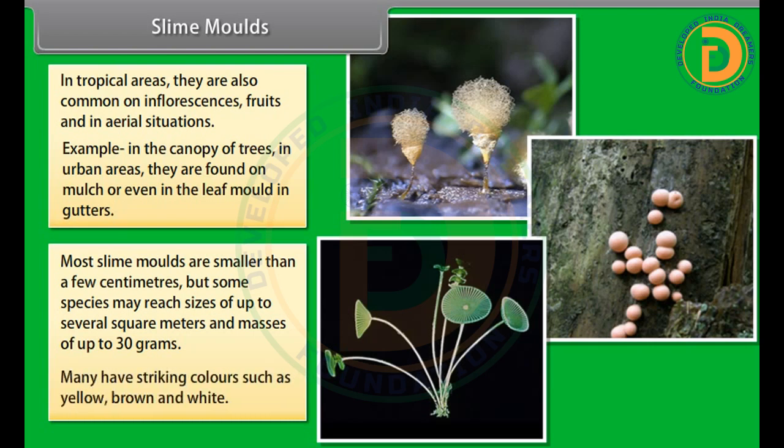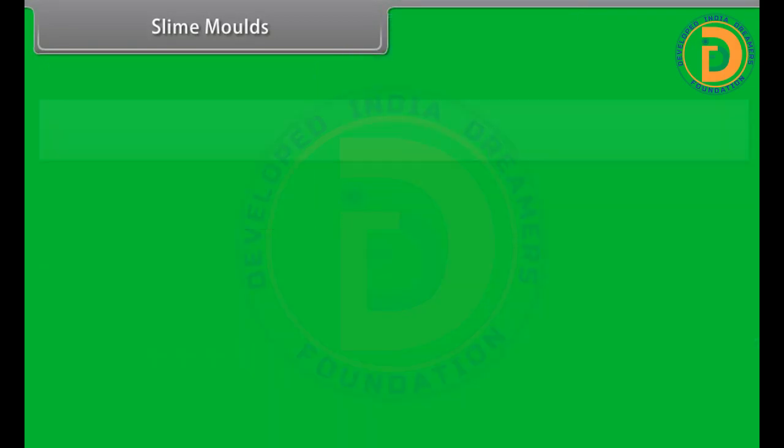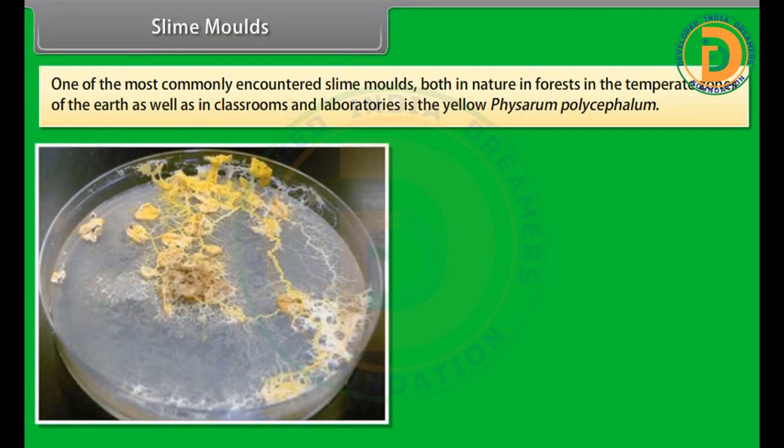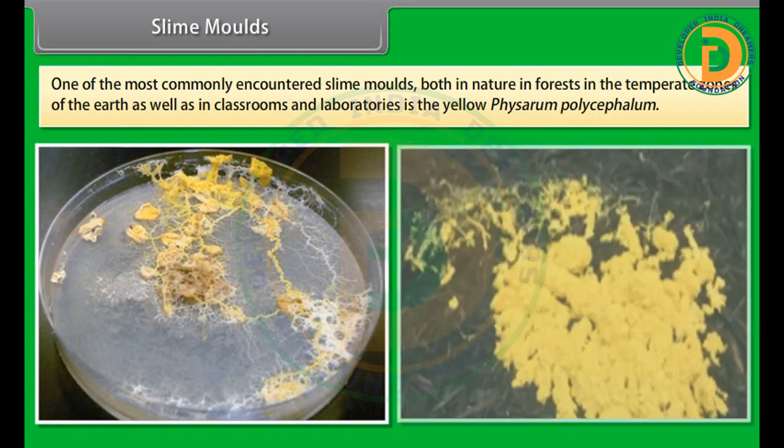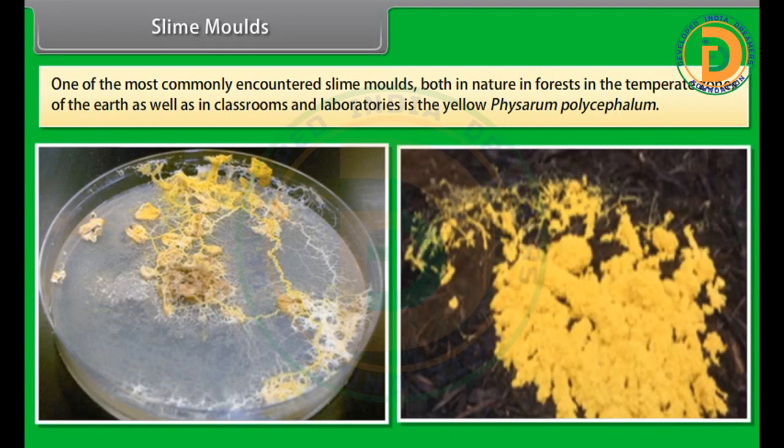Many have striking colors such as yellow, brown, and white. One of the most commonly encountered slime molds, both in nature, in forests in the temperate zones of the earth, as well as in classrooms and laboratories, is the yellow Physarum polycephalum.